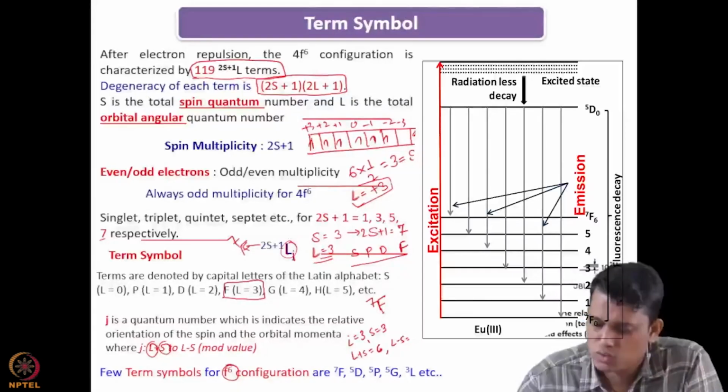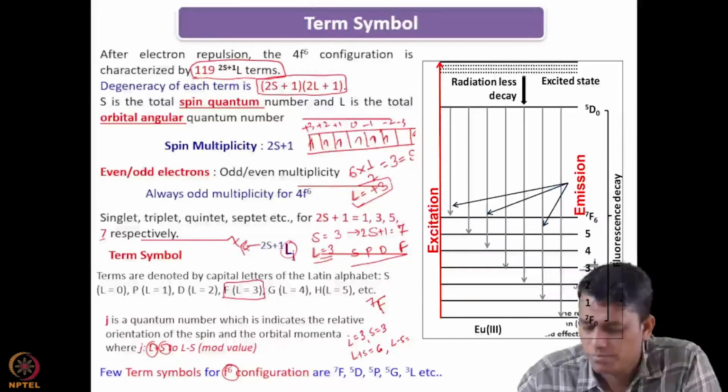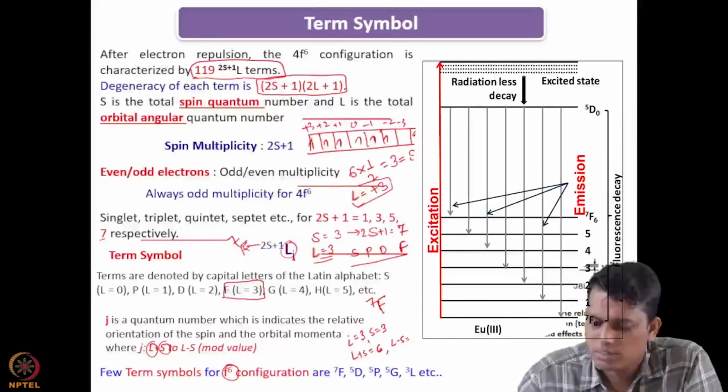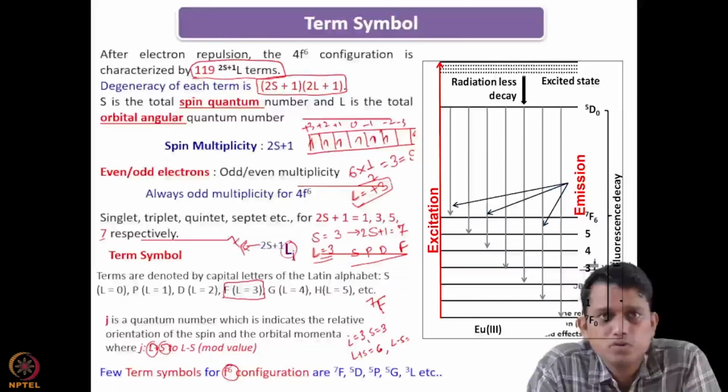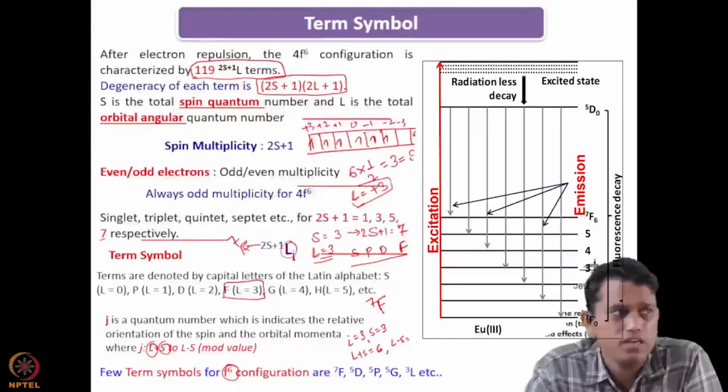Here I have just shown you the same in the diagram: 7F and then J values 6, 5, 4, 3, 2, 1 and 0. How this ordering comes into the picture, we'll see in the next slide. So we have these 7 states, and we'll see how they are arranged.